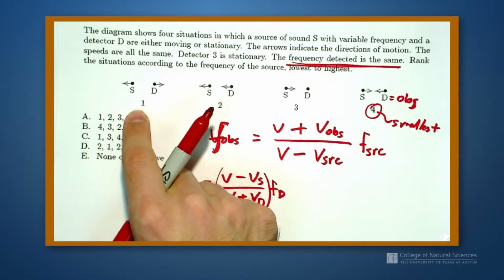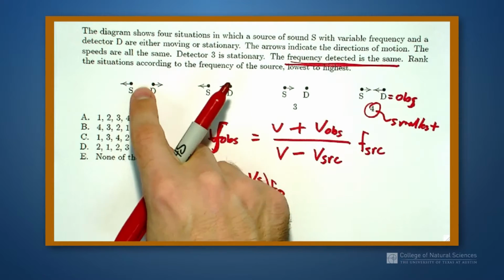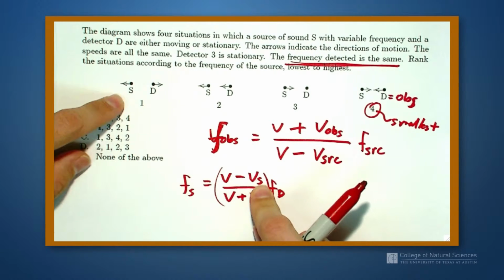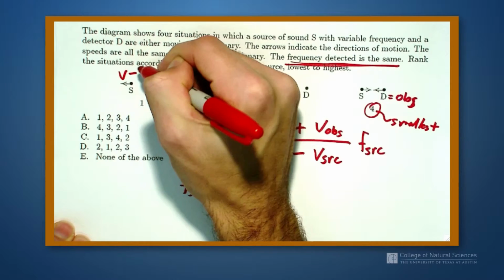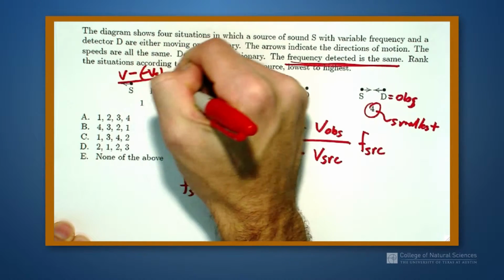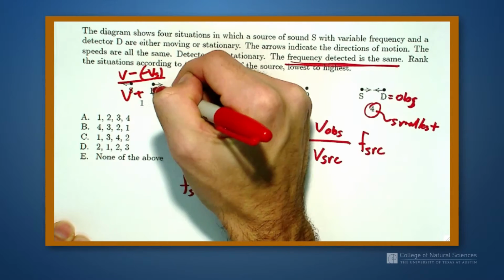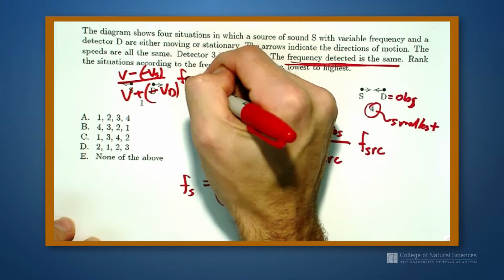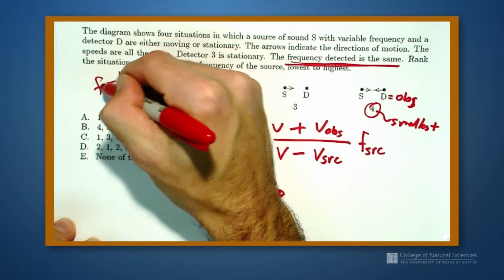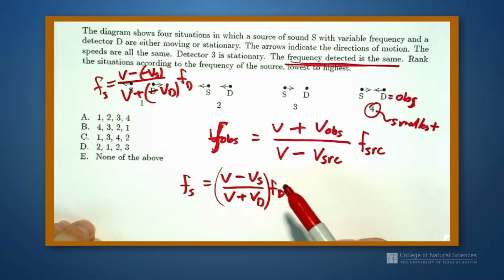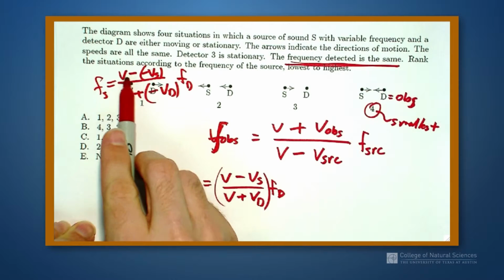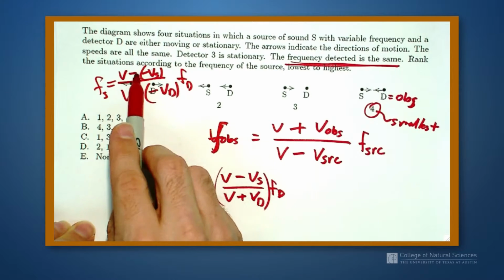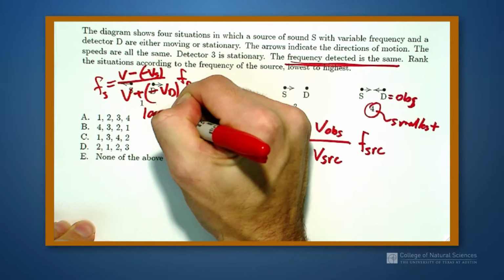If I look at case 1, they're moving away from each other, so it's the velocity minus the source, but the source has another minus sign. So this is going to be velocity minus a minus source over a velocity plus a minus detector, because the detector is moving away from the source. And this is going to give us the frequency that our source would have to produce. So this is a large number, V plus Vs, divided by V minus Vd. So a large number divided by a small number. So this is going to be my largest.